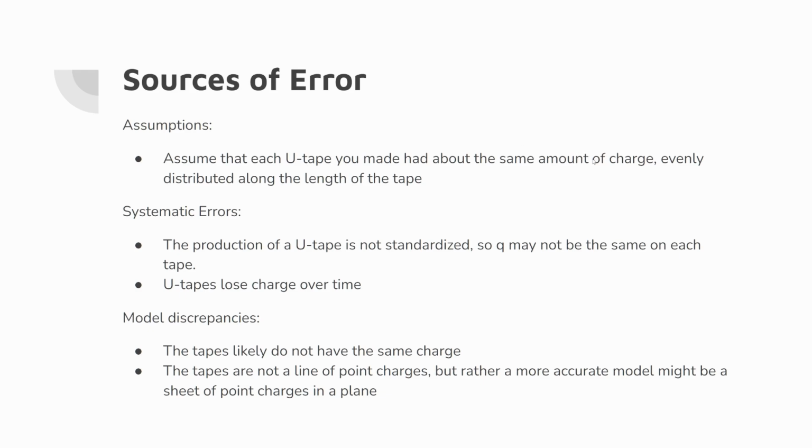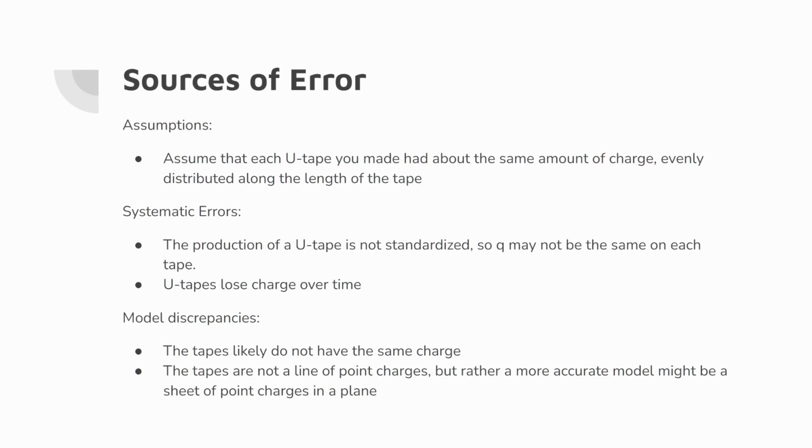Our assumptions are that the U tape had about the same amount of charge and that it's evenly distributed along the length of the tape. But some systematic errors come from the fact that you can't really make a U tape that's exactly the same, so Q is probably not going to be exactly the same. And U tapes also just lose charge over time. Some model discrepancies are that the tapes probably don't have the same amount of charge, and that they are not really a line of point charges.